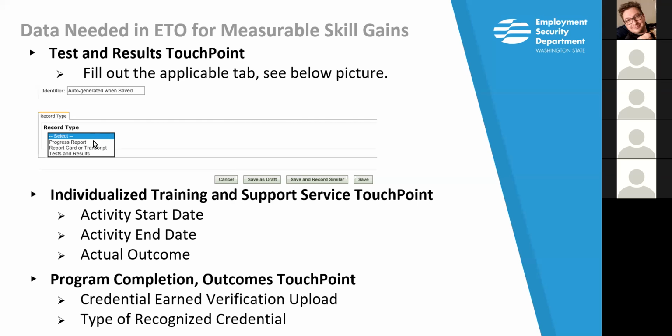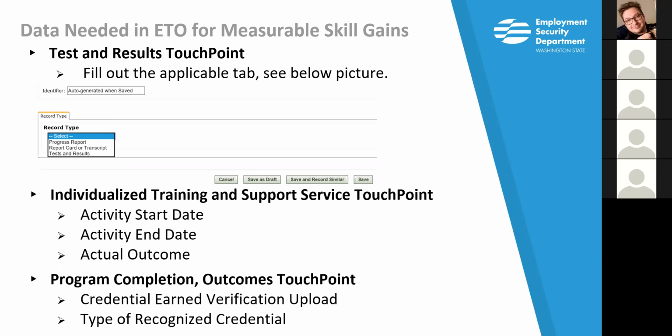You can have a progress report, you can have a report card, or you can have the tests and results. But if you're trying to do it on the individualized training or the program completion, you're not going to have that because they've not completed that, but they are making progress. So that is why the test and results touch point comes into play.